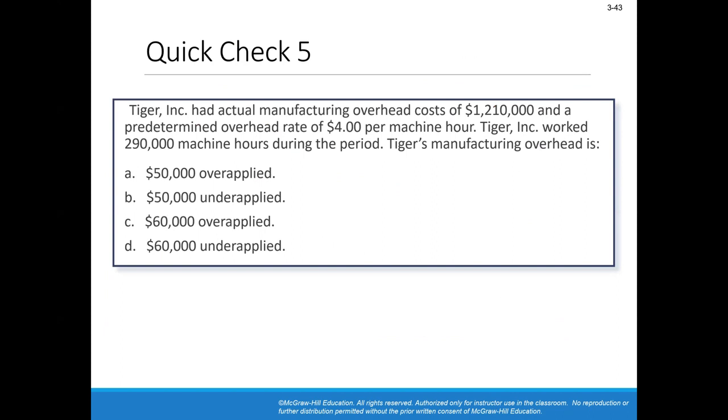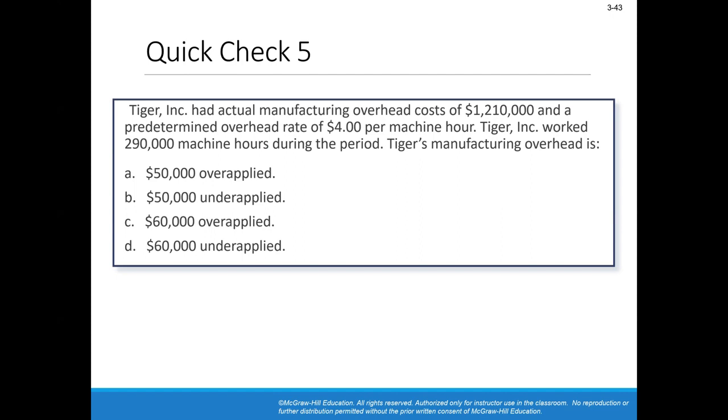All right, so we have on this example, Tiger Inc. had actual manufacturing overhead cost of $1,210,000 and a predetermined overhead rate of $4 per machine hour. Tiger Inc. worked 290,000 machine hours during the period, and Tiger's manufacturing overhead is what? Is it over or under applied?